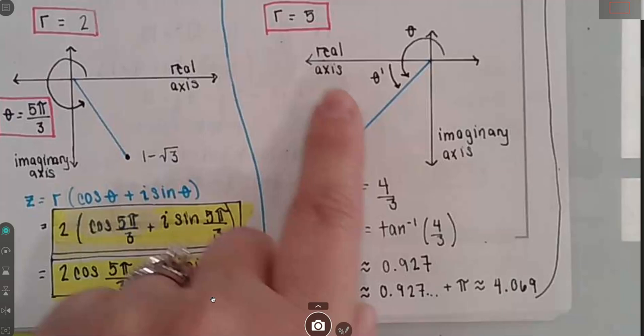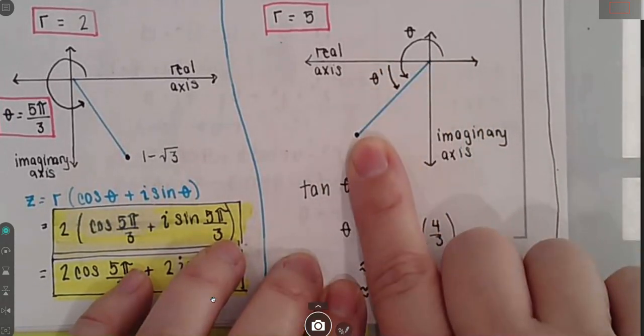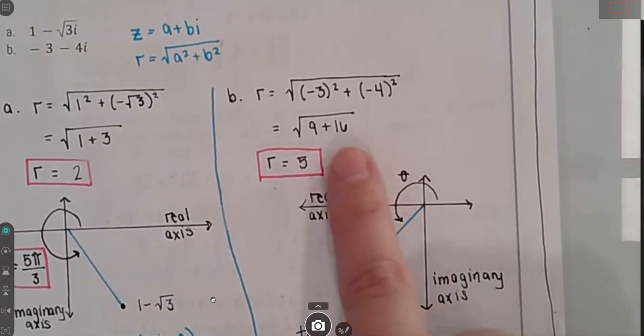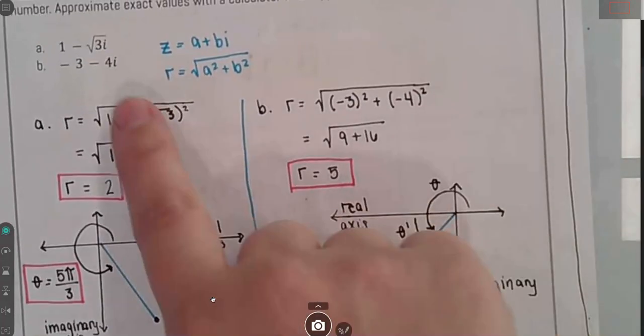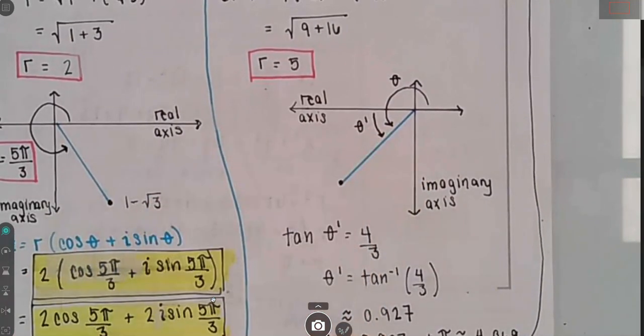So we know that this is -3, -4. Because this is the real axis and the real number is -3. And this is the imaginary axis and the imaginary number is -4. So this is, I didn't label that. Okay.